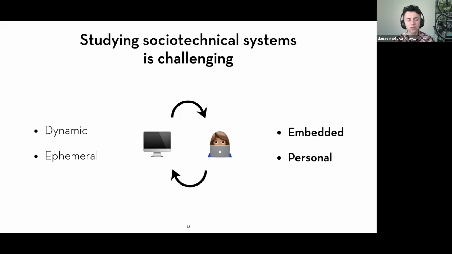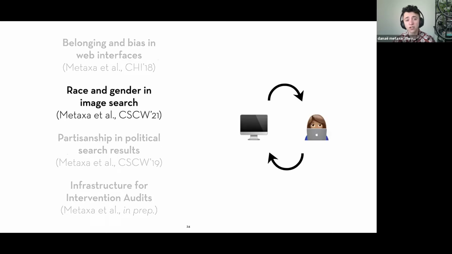Now, on the side of the user, these systems are embedded. They're a system in a loop with users. So the users are interacting with dozens of these kinds of systems simultaneously in a single browser, on a single device, throughout their daily lives. And finally, they're personal. So each user's view of the system is unique. And in fact, the impact that it can have can be very different from one person to another. So to meet these challenges and close that loop of sociotechnical systems research, we need interdisciplinary solutions that really tackle both sides of this equation. And this is what I do in my work.